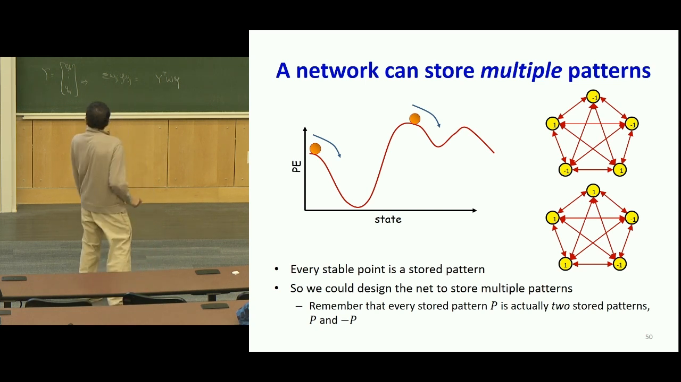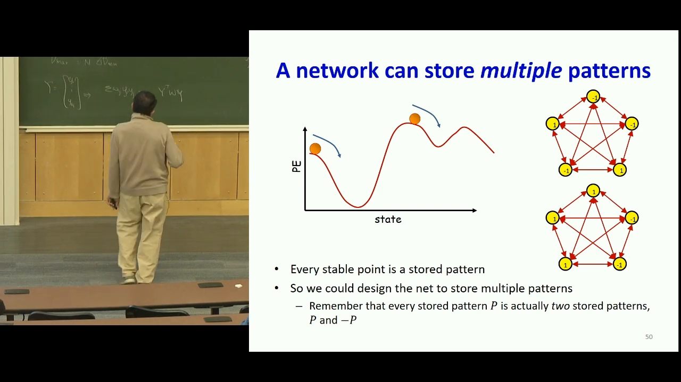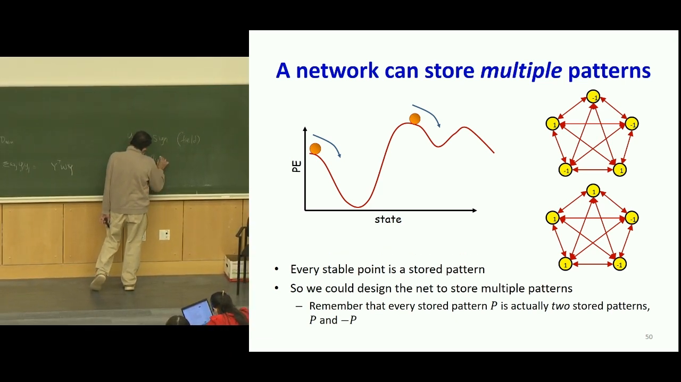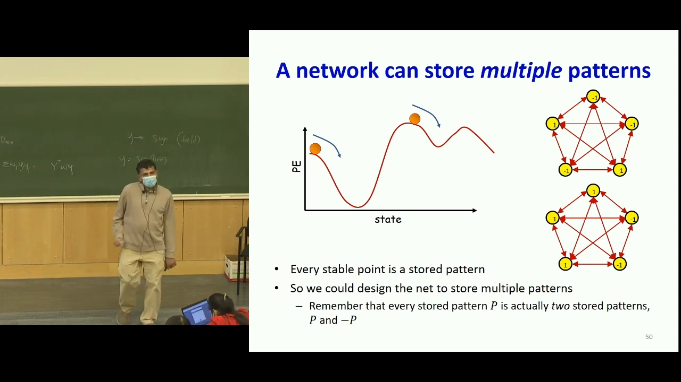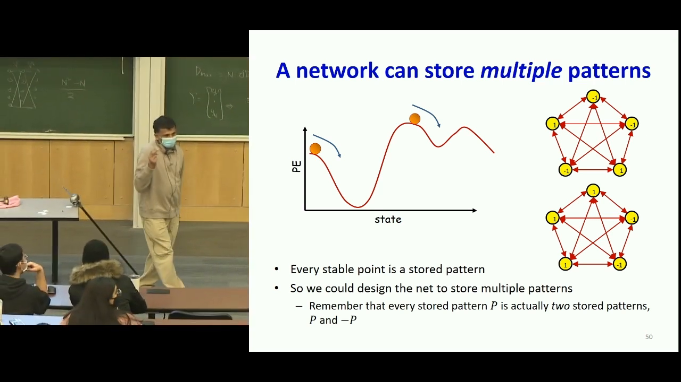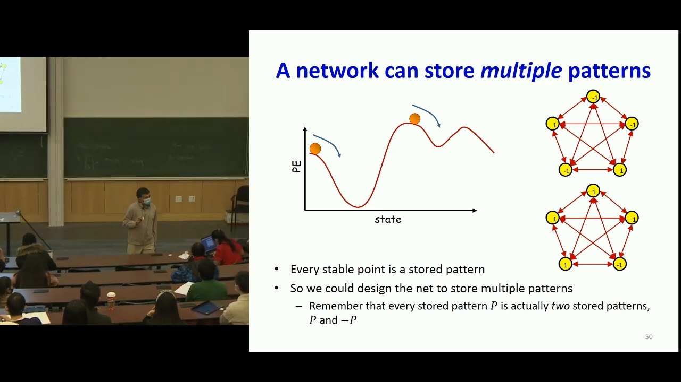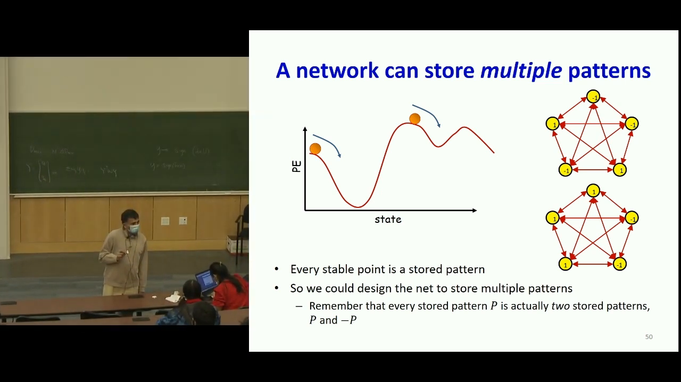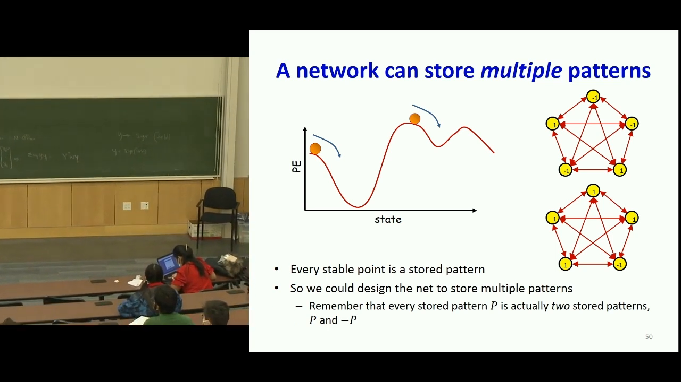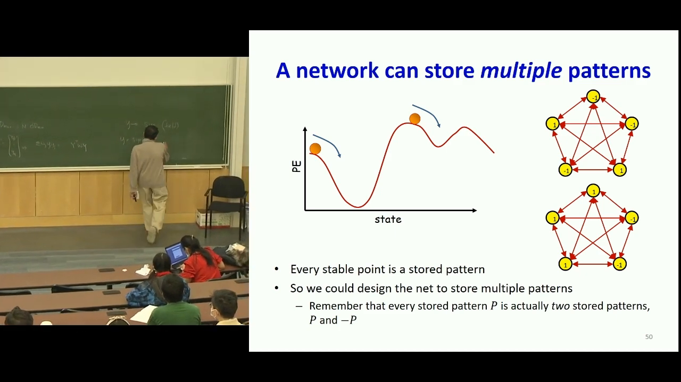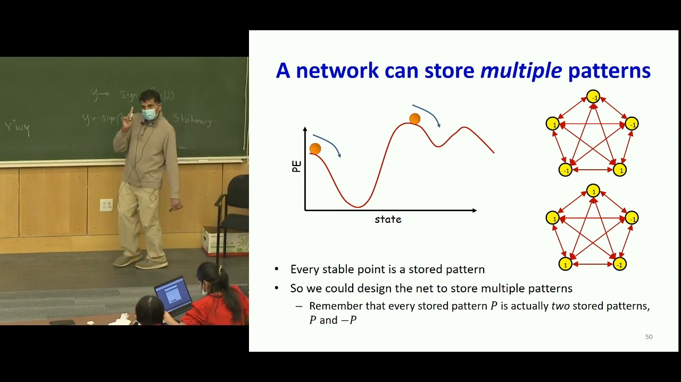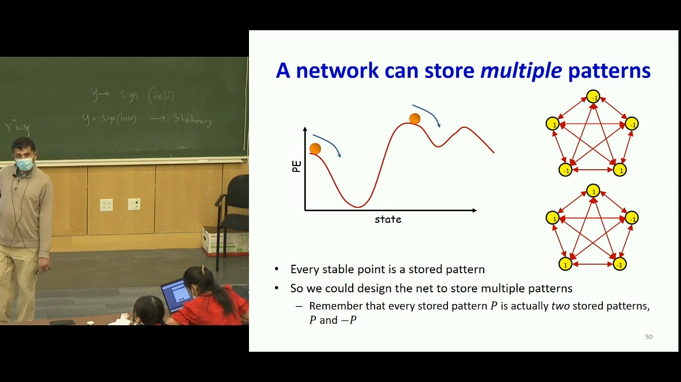So this means that if I give you a pattern where y equals sign of field for every neuron, and I initialize the network at this pattern, will the network change? Will it evolve? No, it should not, right? Because there's no reason for any neuron to flip its sign. So this thing is stationary. For something to be a memory, the memory pattern must be a stationary pattern.